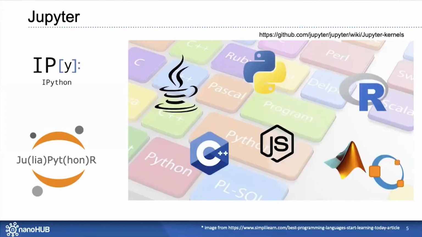Some kernels are more popular than others. Of course, the most popular is the Python kernel, the one that we use most of the time. But there are other popular kernels. The main problem with those kernels is that some programming languages need to be compiled, particularly Java or C++, to get a binary to run your code. That doesn't work well with the Jupyter concept. So on nanoHUB, we installed the most used kernels.